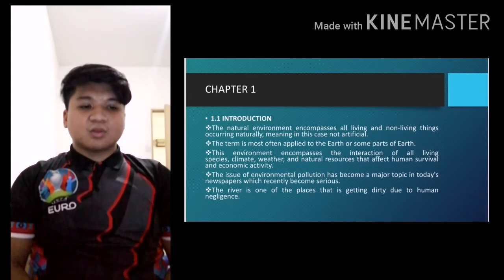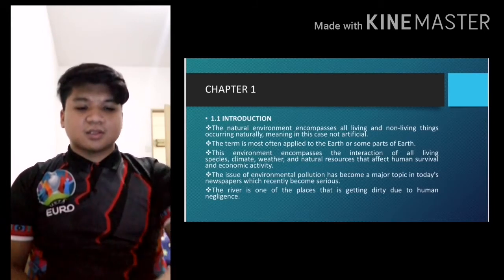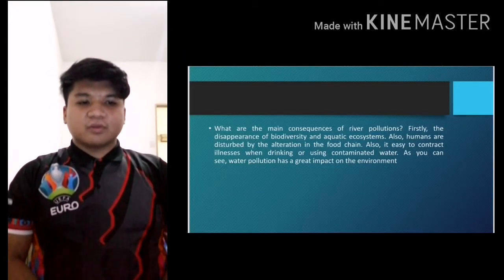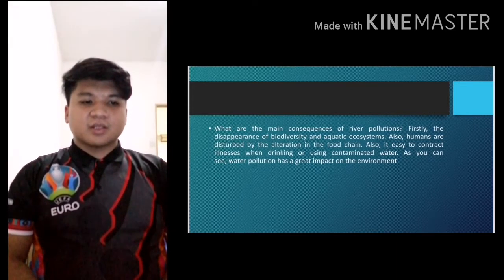The river is one of the places that is getting dirty due to human negligence. What are the main consequences of river pollution? Firstly, the disappearance of biodiversity and aquatic ecosystems. Also, humans are disturbed by the alteration in the food chain. Also, it's easy to contract illness when drinking or using contaminated water. As you can see, water pollution has a great impact on the environment.